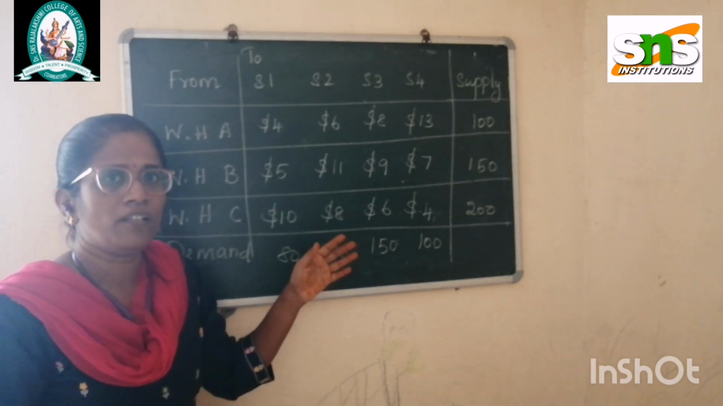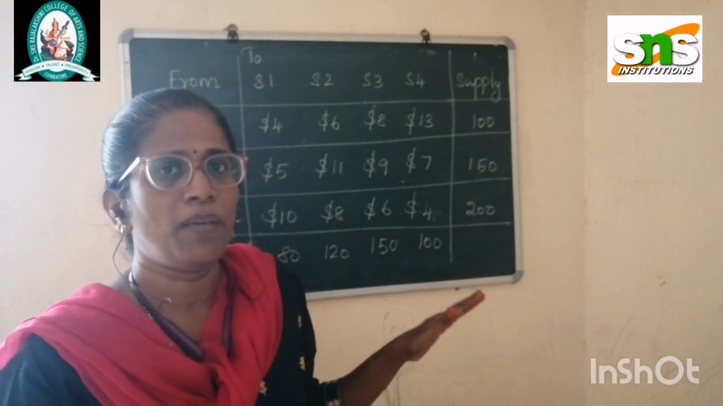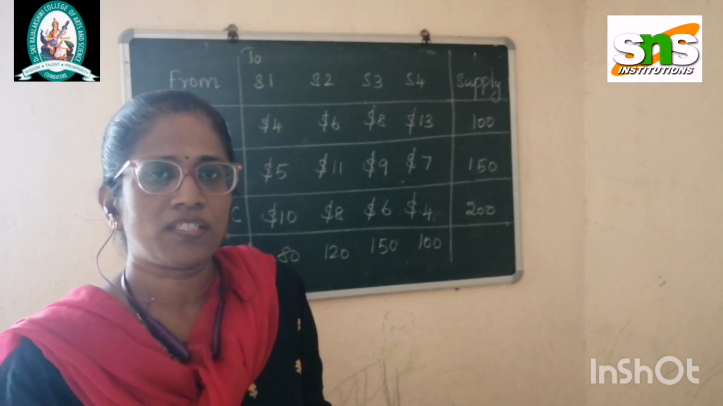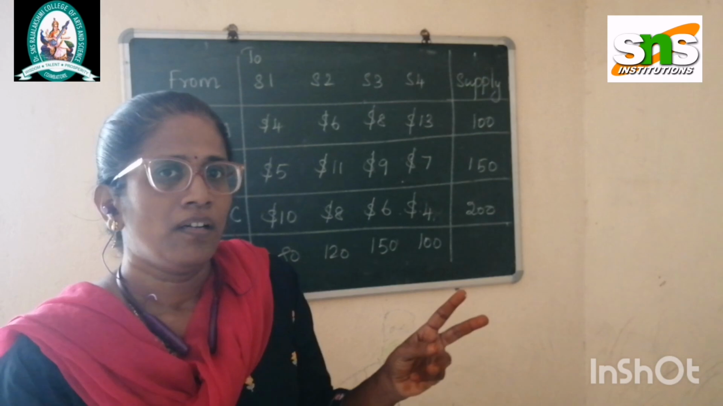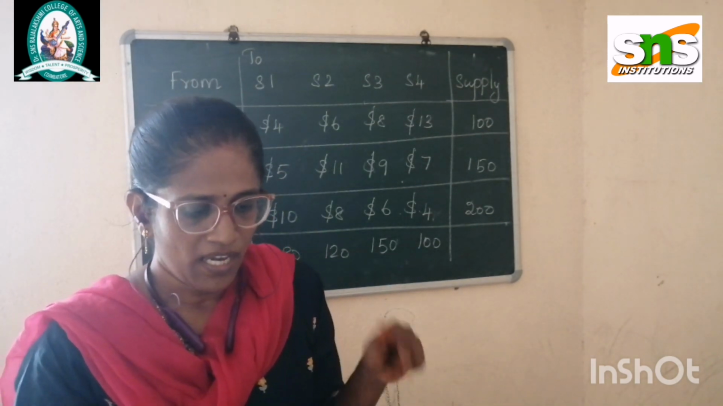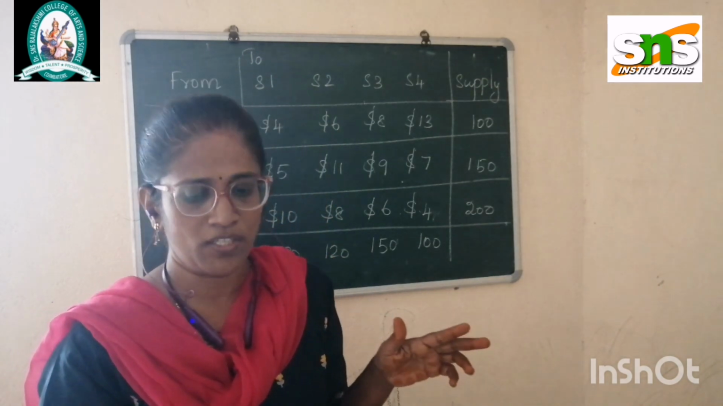Then we have to solve this problem to find the initial basic feasible solution. There are 3 methods here. First one, northwest corner method. Second one, least cost method. Third one, Vogel's approximation method. Here we have to use Vogel's approximation method for a better initial basic feasible solution.